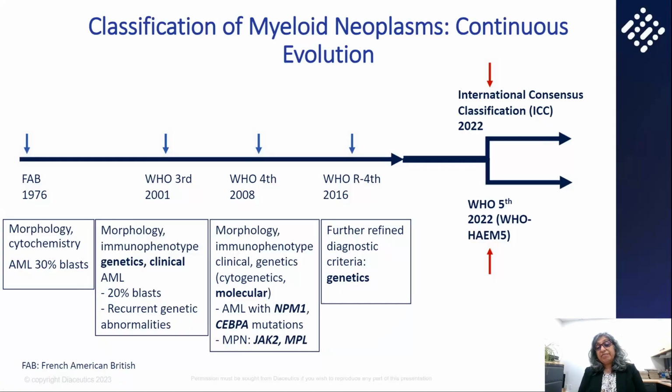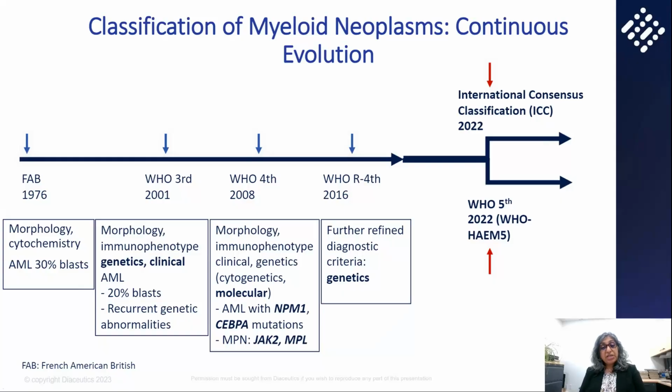Then 25 years later, the first WHO classification was published that included not just morphology, but also immunophenotype, genetics, and clinical features for classification. At that time, we lowered the blast threshold to 20%, and it was during this classification that we recognized that a subset of AML have recurrent genetic abnormalities.